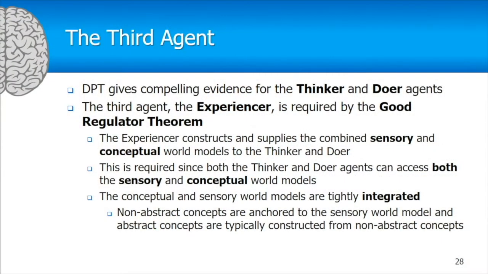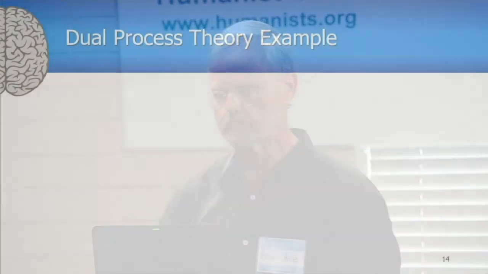I claim that the experiencer is the only source of both the conceptual and sensory worlds that are used by the thinker and the doer. You could imagine that there were two duplicate systems that worked for each agent, but that would be a silly waste of resources. There's one system that creates the model, and it gives it to both agents.